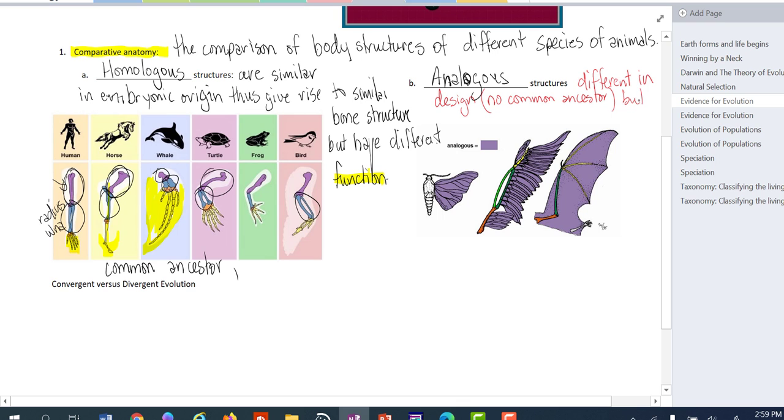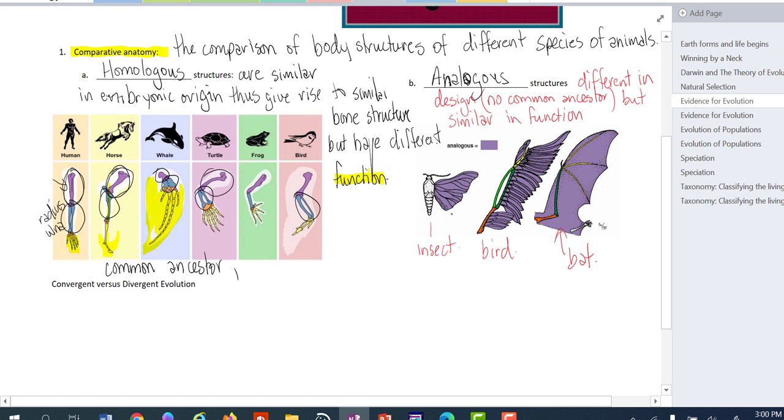But they are similar in function. So we can look at all these different winged animals, right? So here, I haven't really looked at all this, but this looks like a bat. This here is probably a bird of some type. And then here we have an insect.